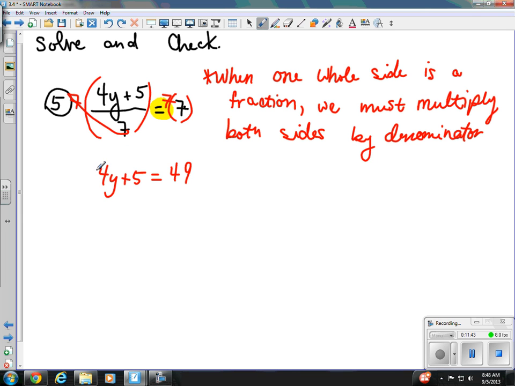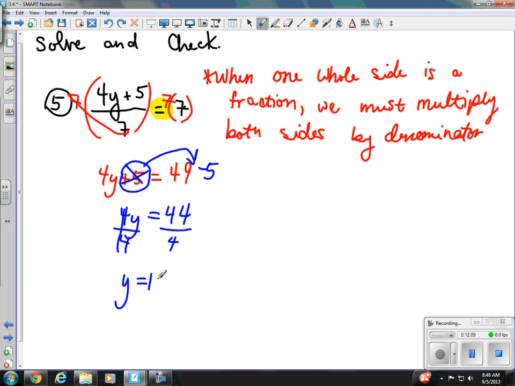Now we've simplified it out, and we're down to our 2 steps left. So now we need to transpose our constant. That's our plus 5. It becomes a minus 5. It disappears from the left, and I'm left with 4y equals 49 minus 5, which is 44. Last step, if 4 and y are side by side, they're being multiplied, so I need to divide both sides by 4. The 4's cancel, and y equals 11.